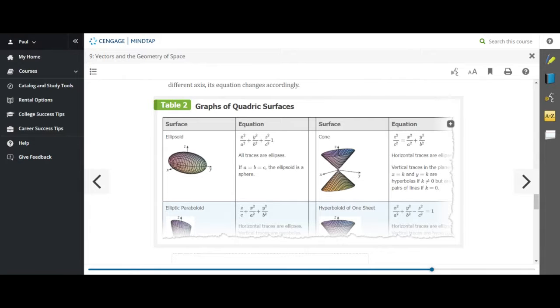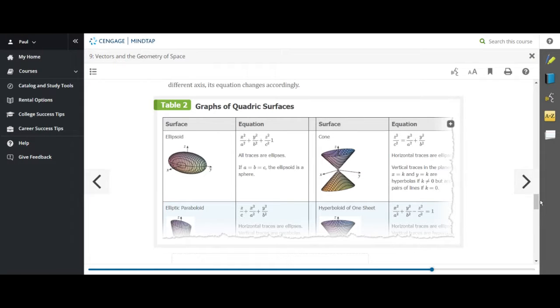But in a way, using traces to help you graph a surface is a little bit dated, the idea. I'm not saying it's bad. It's a good idea because it helps you feel comfortable with how to graph a simple surface. But of course, the problem is, what happens if you have a more complicated surface?